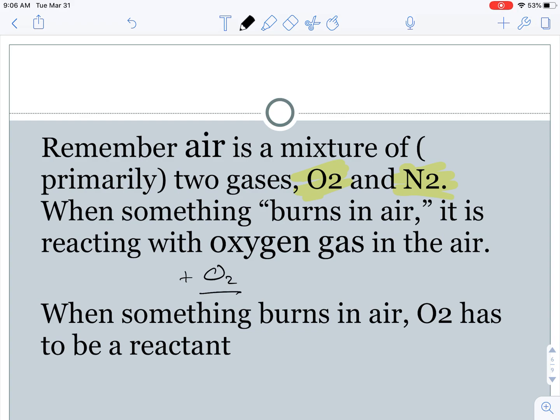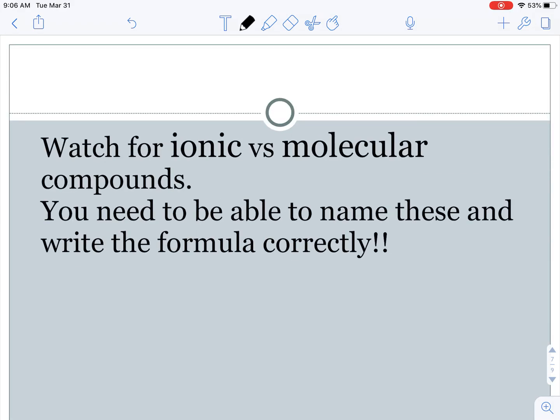You can't have fire underwater, mostly because there's no oxygen there for it to light on fire. Same thing in space. You can't really have a fire in space because there's not enough oxygen to actually make that burn. One way to see this happen is that if you put a lid on a candle, right, the candle goes out. It runs out of oxygen to burn. So oxygen is going to have to be a reactant when you see something burning or if it burns in air.